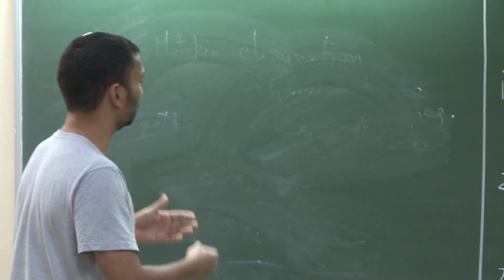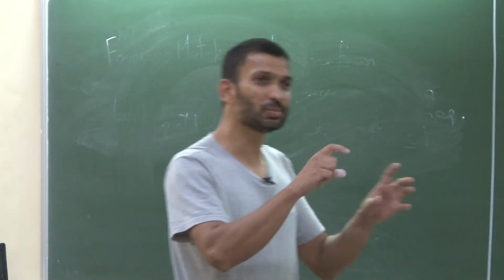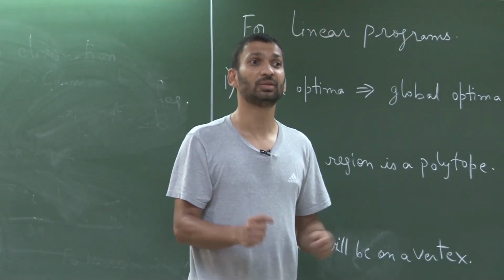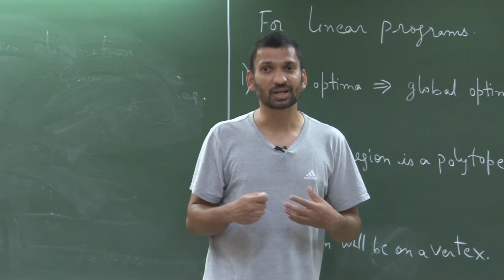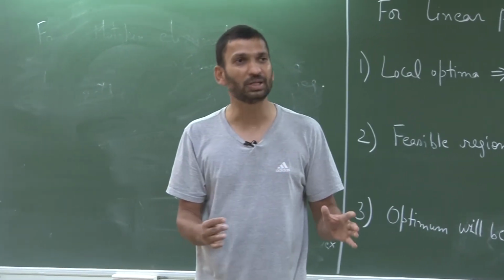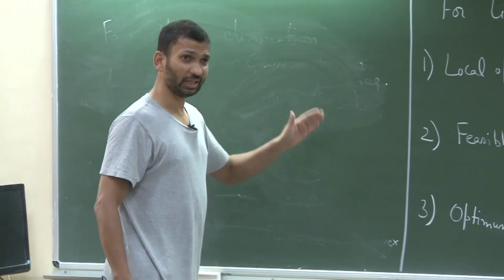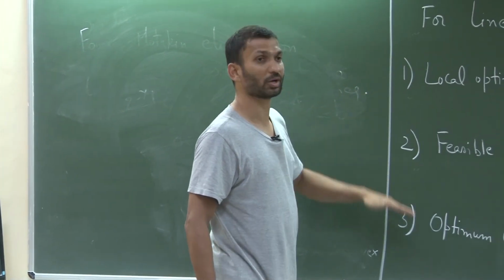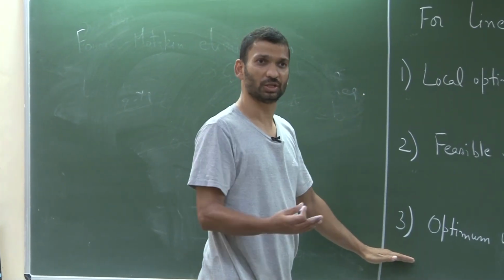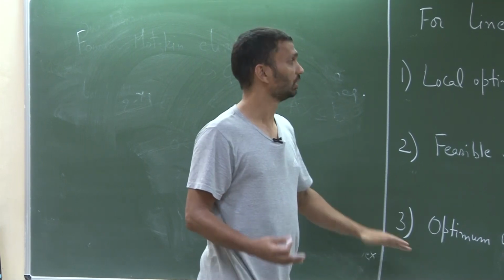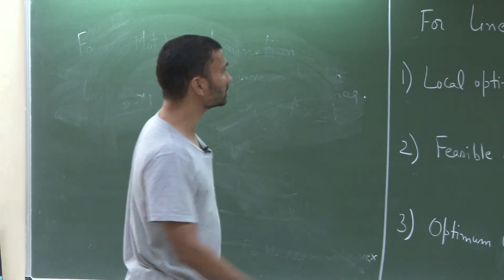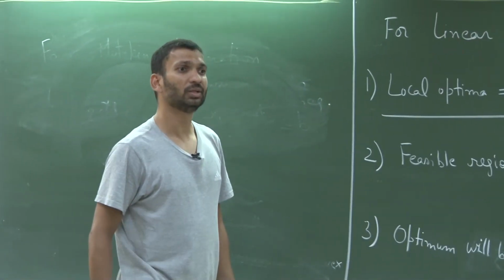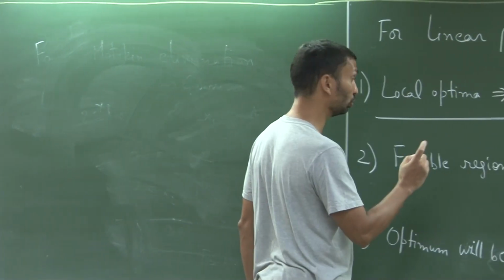We saw in the previous classes that our feasible region is convex, and our optimization function is linear. This allows us to have very nice properties for the optimization. In particular, for a linear program, we can write three important things which will allow us to give an algorithm. What are these three properties? Local optima implies global optima, and this happens because of two things.